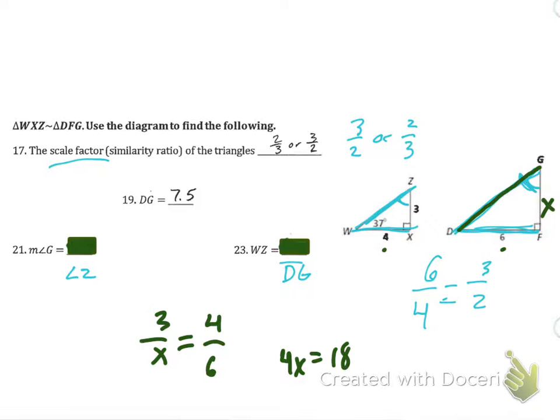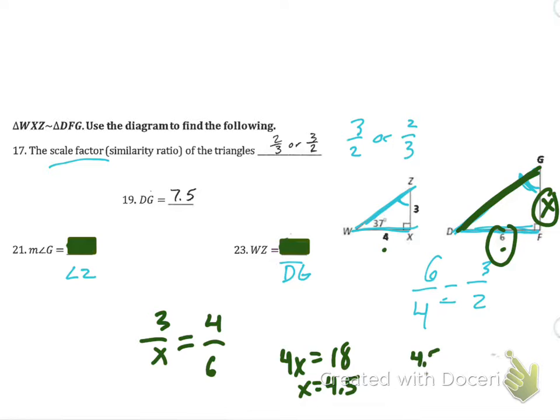What am I doing wrong here? Let me check here. Okay, so I figured it out. I was doing everything right, so I'm still doing exactly what I should be doing. I set up the right equation and found that x is going to be equal to 4.5. So now I plug that in. Now I have this is 6, this is 4.5, and I can find this long leg right here, which is DG, using the Pythagorean theorem.